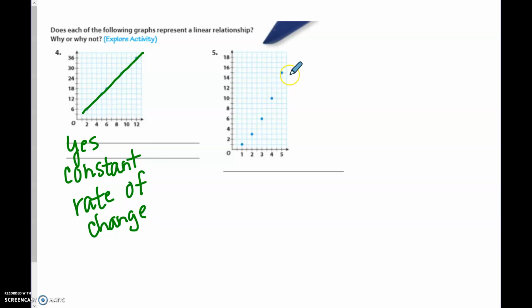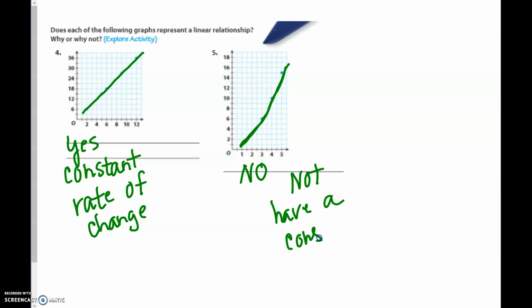If I connect all of these dots, now that's not just me drawing bad. It literally is curvy. So this one is not linear. Why not? Because it does not have a constant rate of change. Okay, so that's going to be the difference here. So anytime things look a little curvy, that is going to be not linear because it does not have a constant rate of change. Okay, and we can tell that pretty quick when something is graphed.